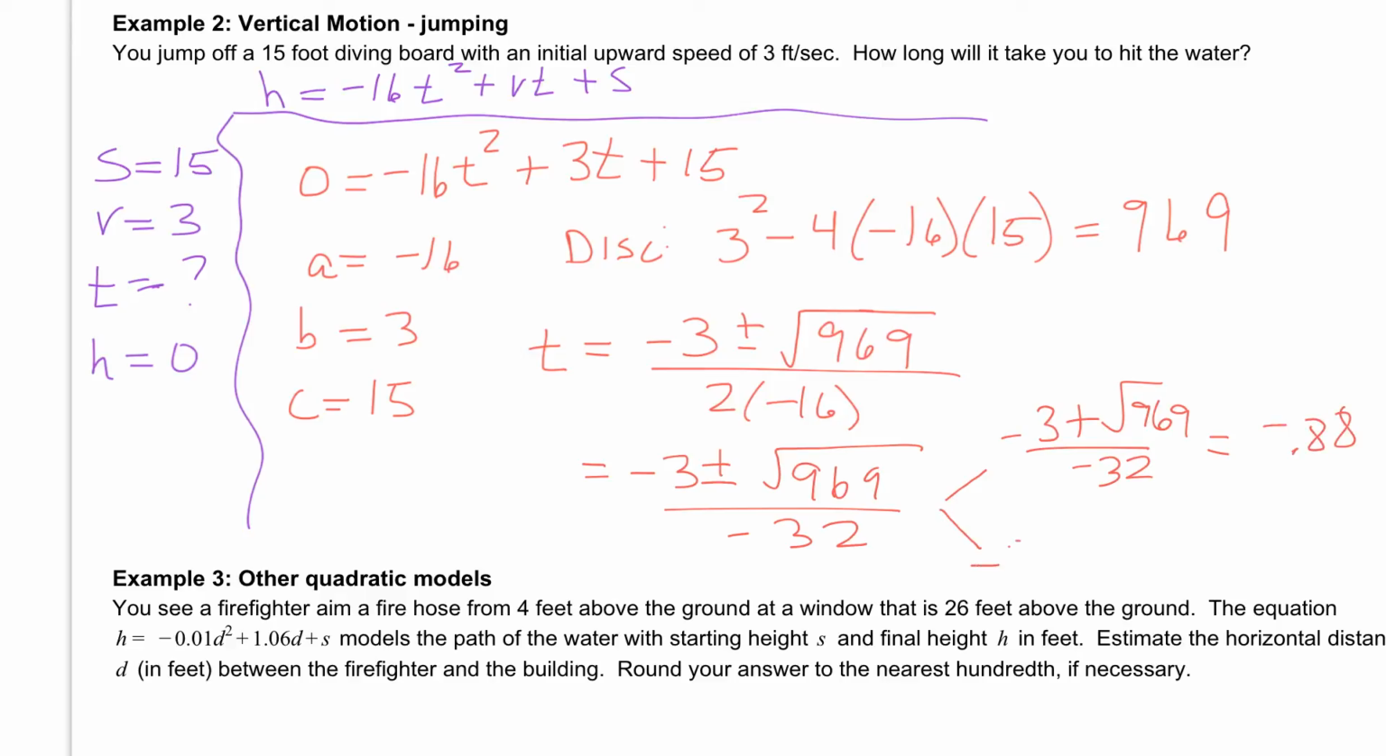And then if we do negative 3 minus the square root of 969 and divide that by negative 32, you should get approximately 1.07. So for our answer, we're looking for the positive answer. Negative answers we can't have because we're not going to have a negative amount of time. So 1.07 will be our answer. With our correct units, it would be 1.07 seconds.